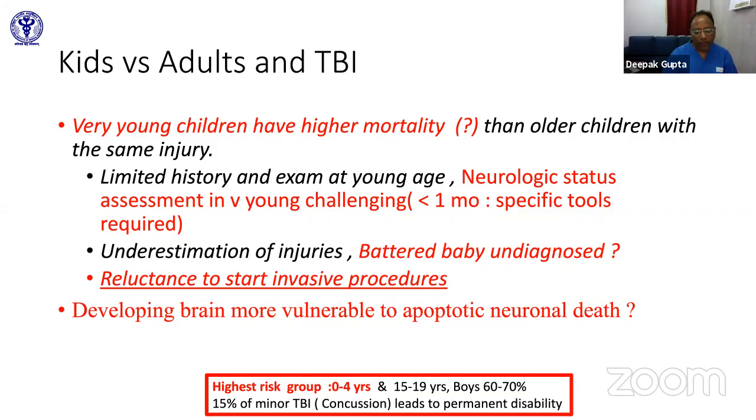At the same time, we must also understand that the developing brain is probably more vulnerable to apoptotic neuronal death. In fact, the highest mortality is noted in the children 0 to 4 years of age. This is what we have historically. However, the data which we have got from the recently concluded prospective observational study called ADAPT study, wherein 1,000 children were prospectively studied over more than 70 centers, we did not find this finding. I'll come to that later.